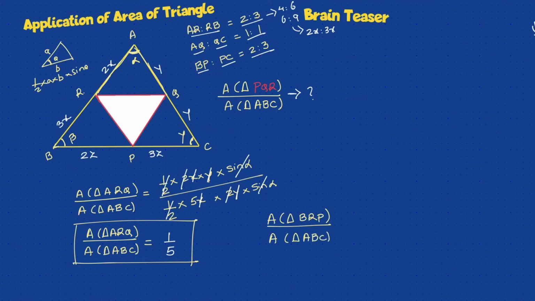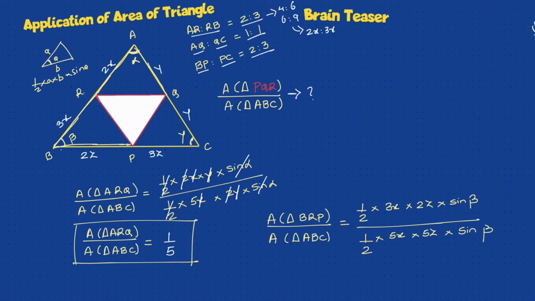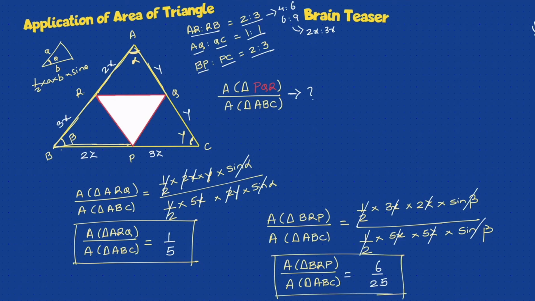I'll compare BRP with ABC. If you can see, I'm eliminating all this so that I will only get PQR in the end. So what is the area of triangle BRP? It is nothing but half into the product of two sides, 3x into 2z, into the sine of the angle between the two sides, which is nothing but beta. The area of triangle ABC will be half into 3x plus 2x, 5x, into 2z plus 3z, 5z, into sine of beta. Everything gets cancelled, half of sine beta, x and z. What am I left with? 6 by 25, which means if the area of triangle ABC is 25, then the area of triangle BRP will be 6.